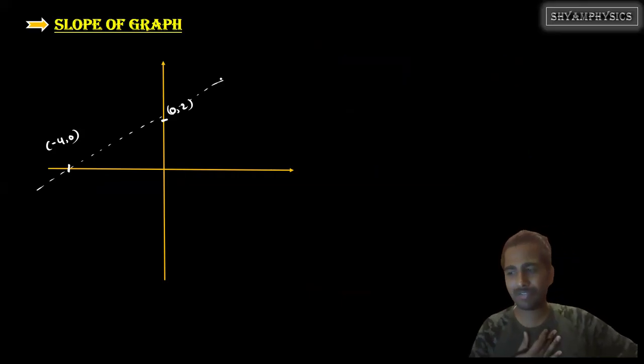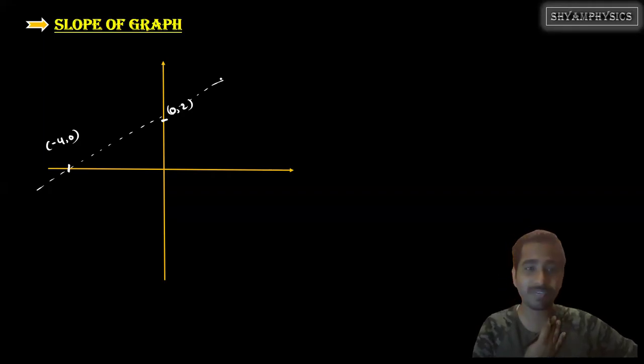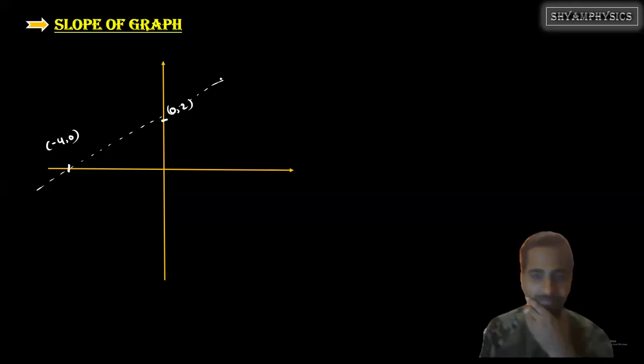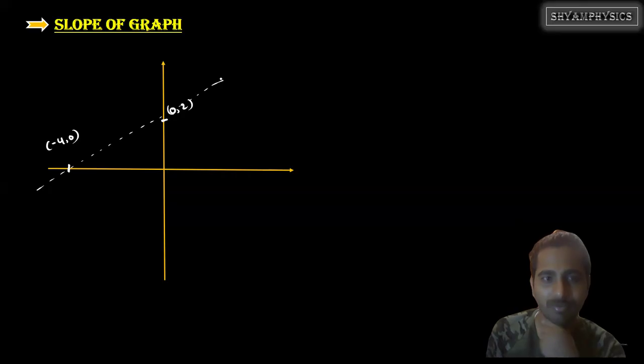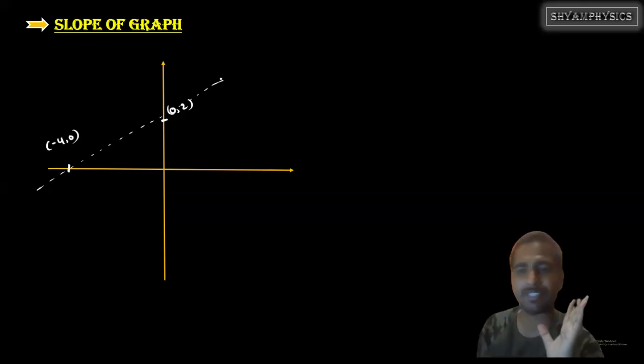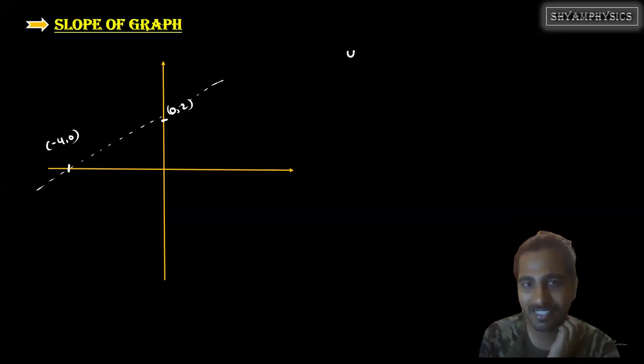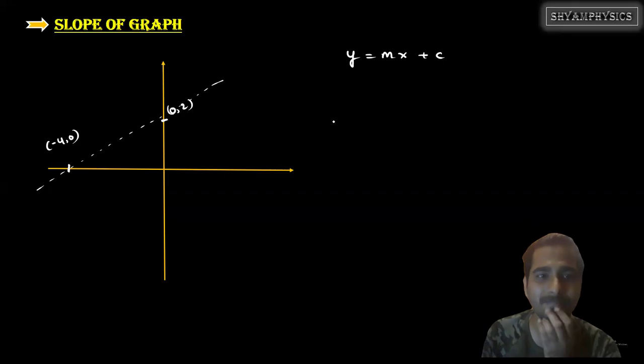Okay, now we have to calculate the intercept, and also we need to calculate the angle. Or else we need to write the straight line equation. What are the possibilities? We'll calculate everything. First, we'll write the straight line equation. The straight line equation is y equals mx plus c.